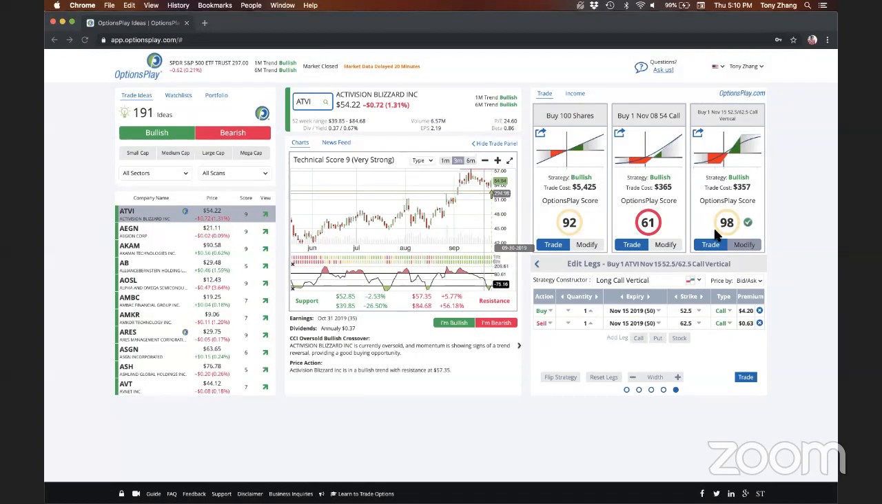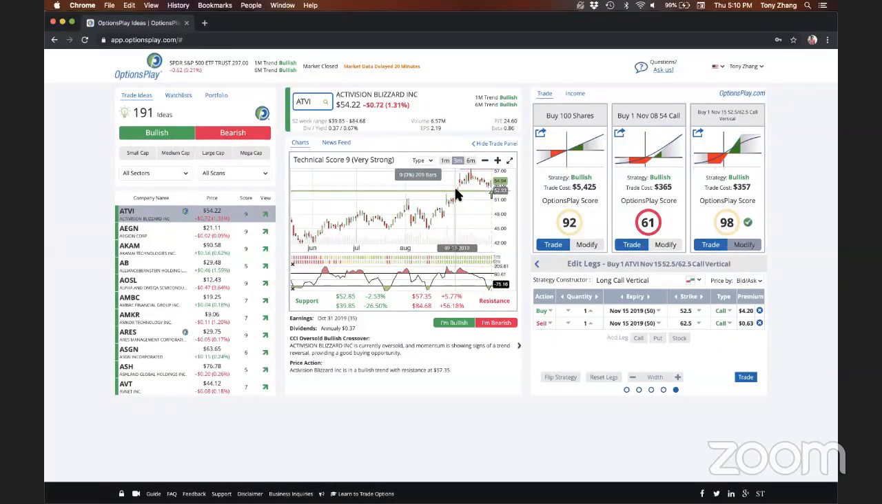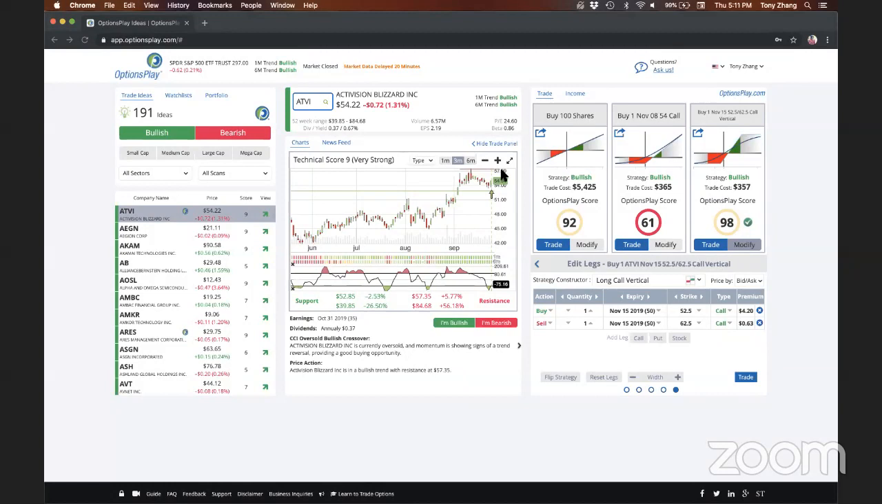Dennis is asking, can we draw support and resistance lines when using OptionsPlay? We automatically draw support and resistance lines on the charts for you. We actually calculate support and resistance lines and draw them directly on the charts for you.